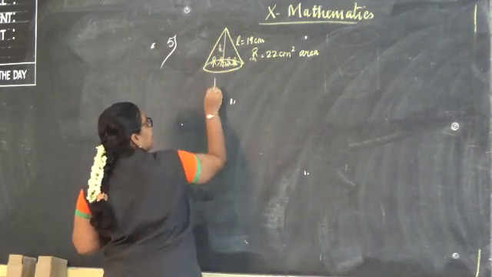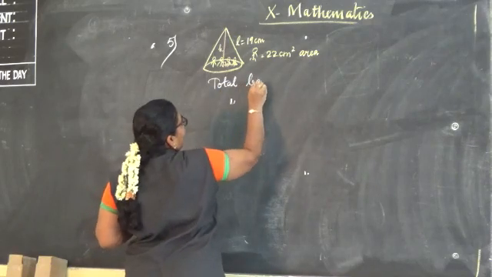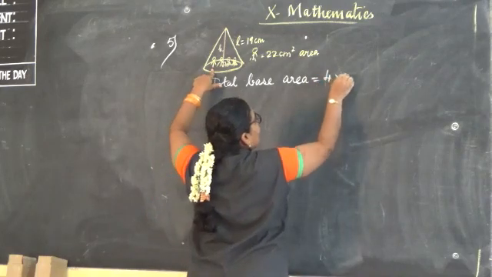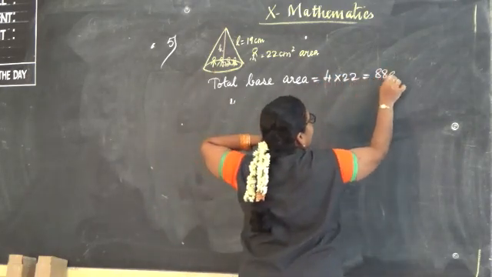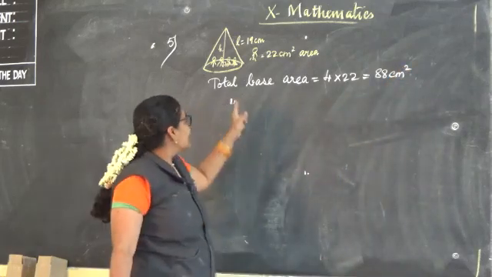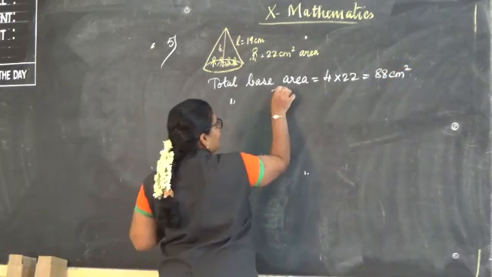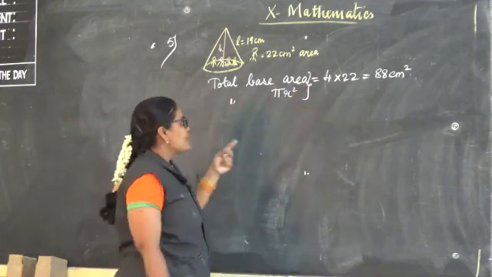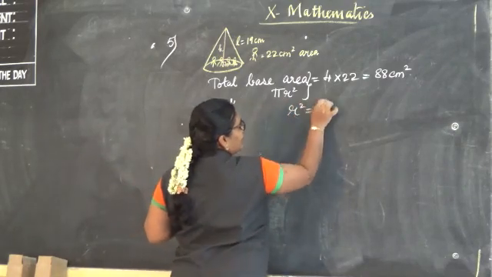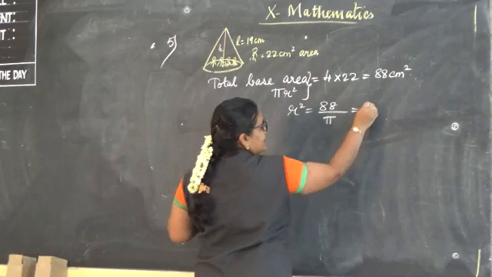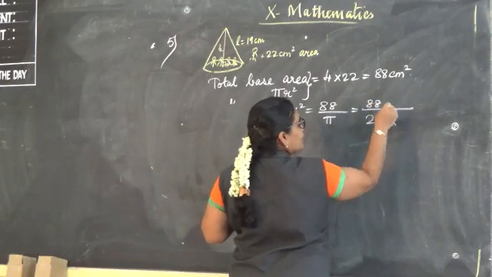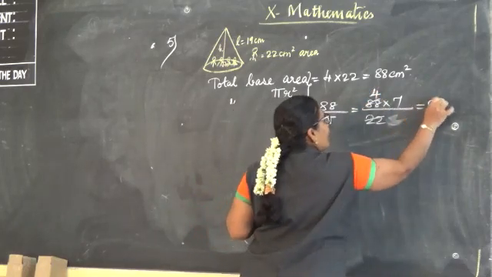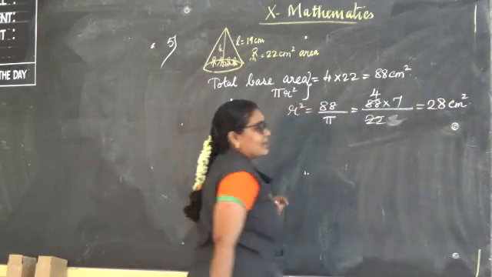So total base area can be taken as, how many persons are there? 4 into 22, which is 88 centimeter square. This is your base area. Base area is pi r square. So pi r square is equal to 88. From this we can find r square is equal to 88 by pi, which is 88 by 22, and this 7 will be taken to the numerator. We are cancelling 4. So r square is equal to 28 centimeter square.